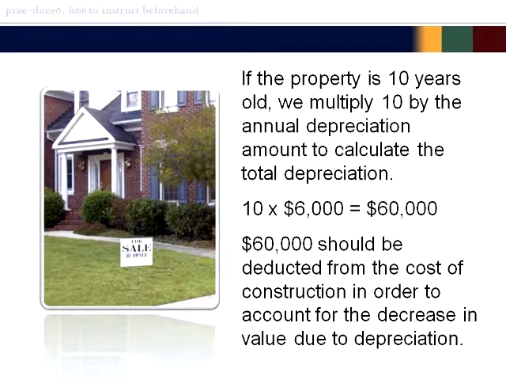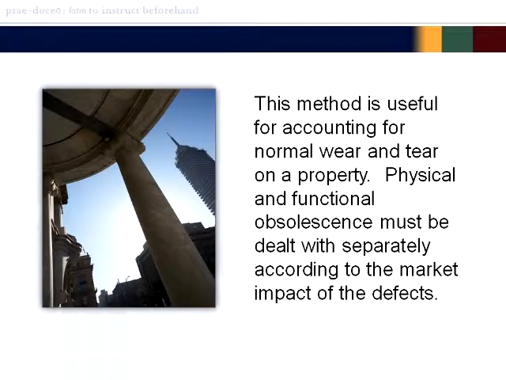If the property is 10 years old, we multiply 10 by the annual depreciation amount to calculate the total depreciation. 10 times 6,000 equals $60,000. $60,000 should be deducted from the cost of construction in order to account for the decrease in value due to depreciation. This method is useful for accounting for normal wear and tear on a property. Physical and functional obsolescence must be dealt with separately according to the market impact of the defects.